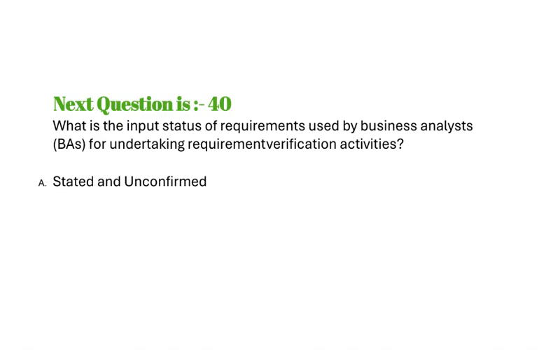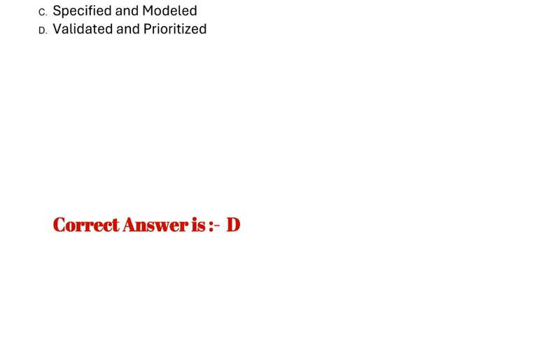Question is, what is the input status of requirements used by business analysts, BAs, for undertaking requirement verification activities? Option A, stated and unconfirmed. Option B, maintained and reusable. Option C, specified and modeled. Option D, validated and prioritized. Correct answer is option D.